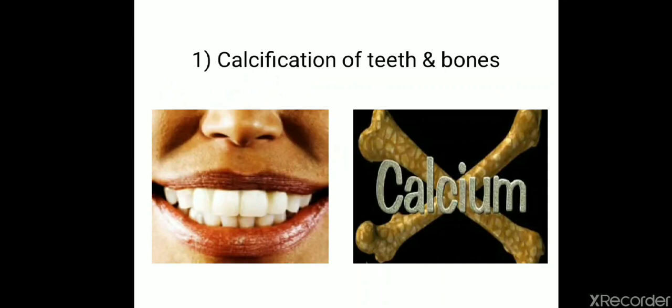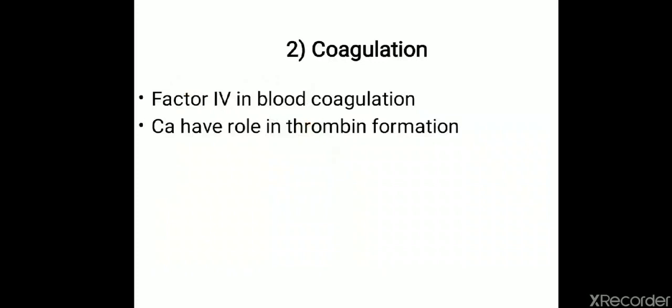Coming to the metabolic functions of calcium, the major function is that calcium is required for the calcification of teeth and bones, that is the mineralization process. This mineralization maintains the tensile strength of teeth and bones. The second function is related to coagulation. Calcium itself is considered as clotting factor 4, and it has an important role in thrombin formation.